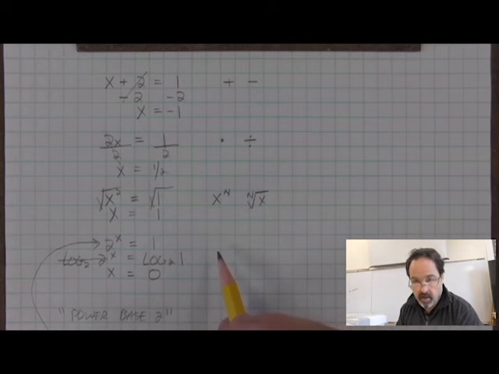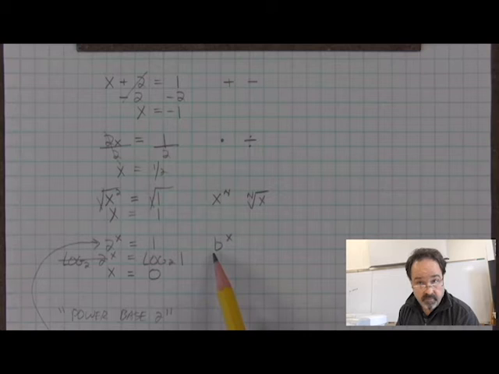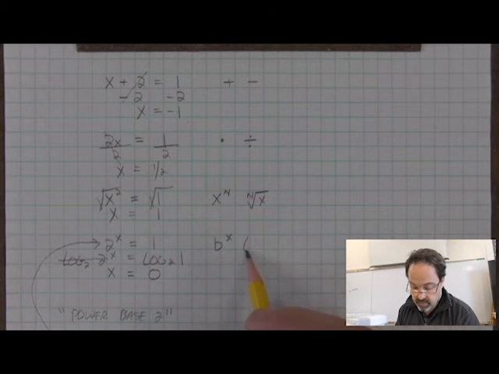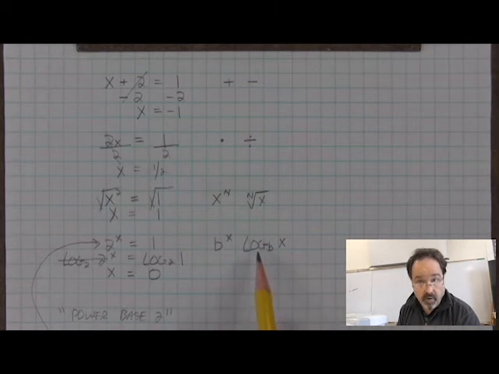So we have another pair of inverse operations. When our power is exponential, which means that the variable is in the exponent position, the inverse operation is the log of the same base. These are operations that undo each other.